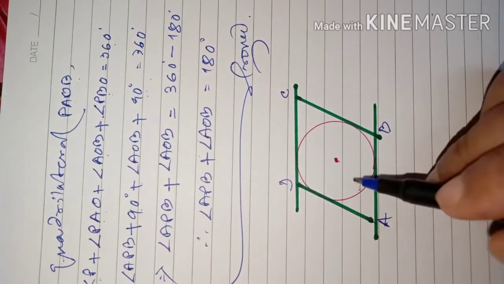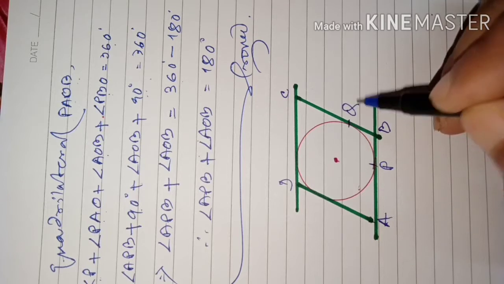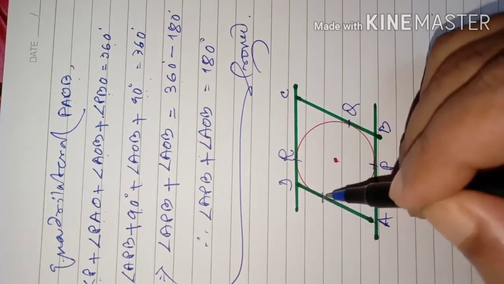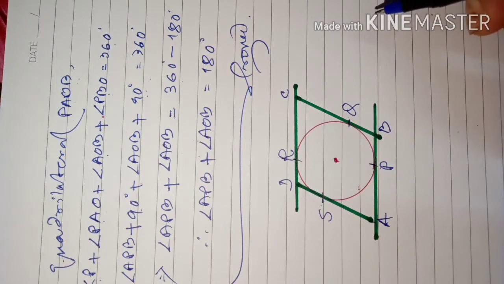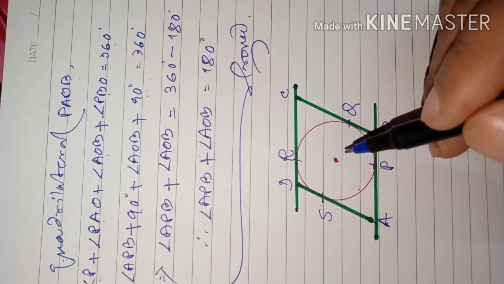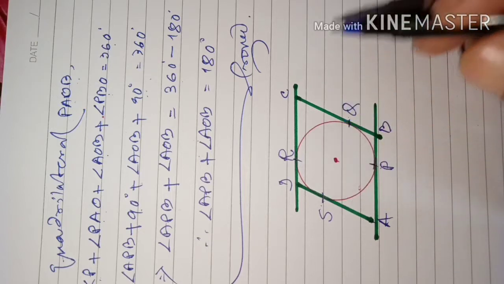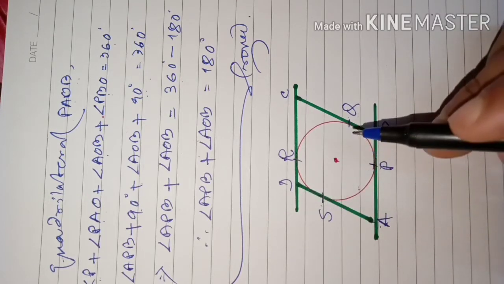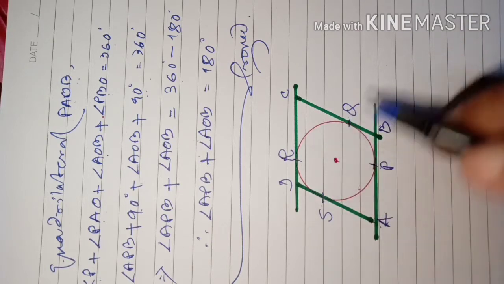So AB touches the circle here at say P, BC touches at Q, CD at R, and DA at S. So P, Q, R, S are the points of contact. This circle is inside the parallelogram, and the speciality is that all the sides of the parallelogram are touched by the circle. Now we need to prove that ABCD, which is already a parallelogram, is a rhombus. So that is the whole thing.